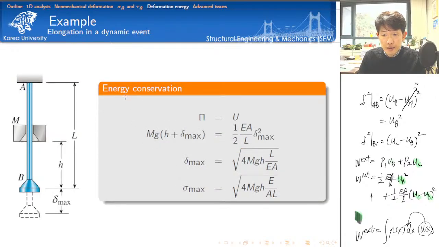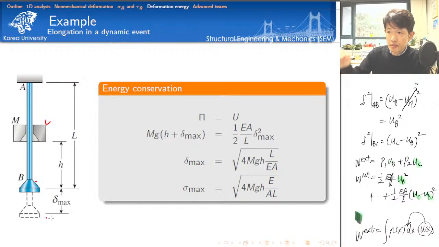And then let's consider another example. Here I have a bar, and then we drop a mass. As it touches point B, this point B would be elongated in a dynamic event to the maximum elongation delta max, and then it turns back. This is a dynamic problem. But here we focus only on the maximum elongation point.